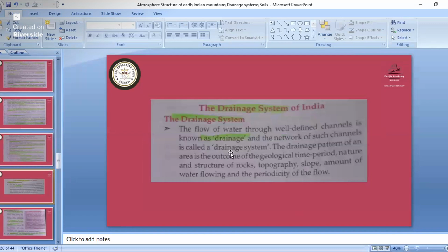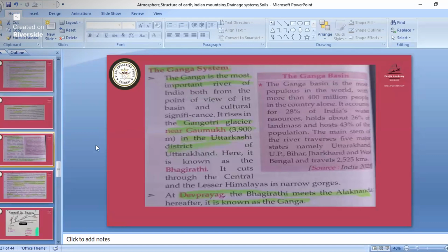Now we come to the topic of the drainage system of India. From these topics, study carefully, and if you are preparing for serious exams, study everything, all rivers and their tributaries. Tributaries are most important. So now we'll see the drainage system. What is known as drainage? The flow of water through well-defined channels is known as drainage, and the network of such channels is called a drainage system.